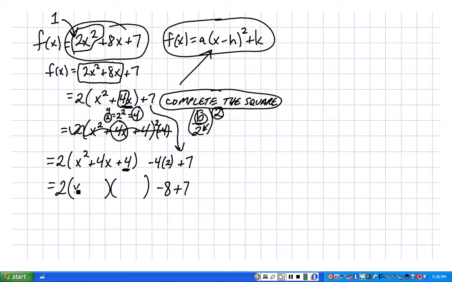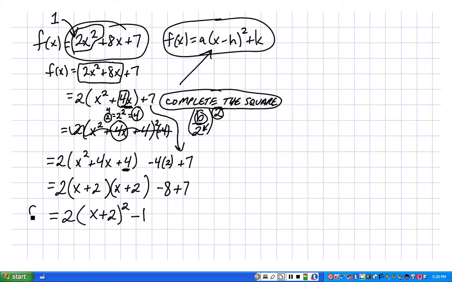Reverse FOIL, x plus 2, x plus 2. So you notice first times first gives you the first, last times last gives you the last. Outside gives me a 2x, inside gives me a 2x, and 2x and 2x gives me 4x. Okay, so my binomial times binomial is correct. And notice that the two binomials are the exact same. So what I have is x plus 2 squared. Negative 8 plus 7 is a negative 1.